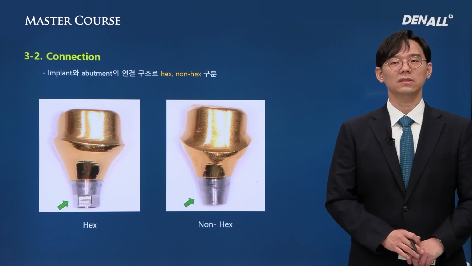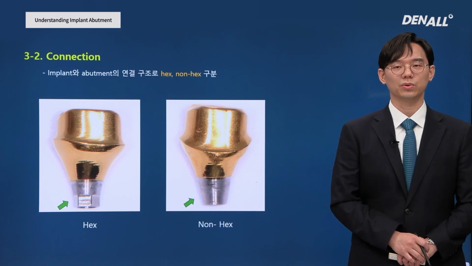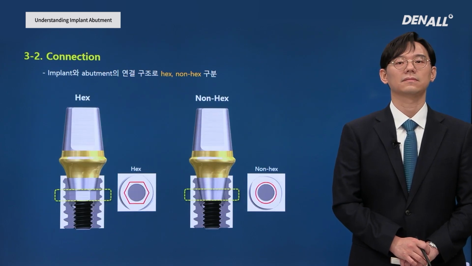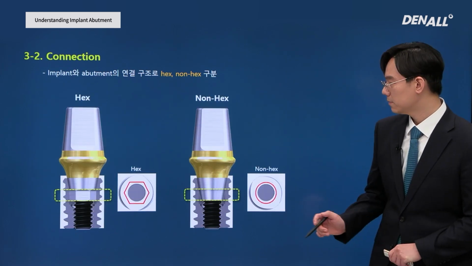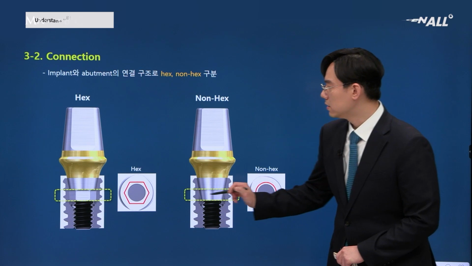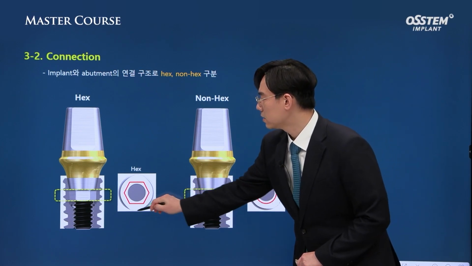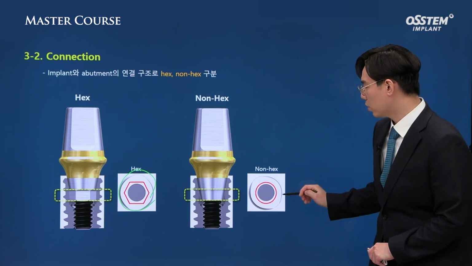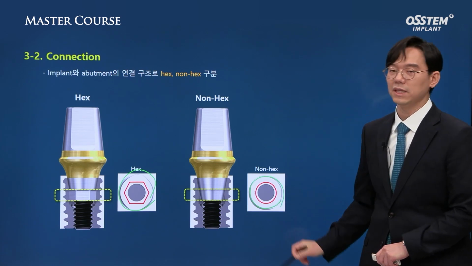Second is connection. This is about implant and abutment connection structure, and it can be divided into hex and non-hex. If you look at cross-section, as for hex, below the abutment, there is a hexagonal structure. And for non-hex, it looks circular.